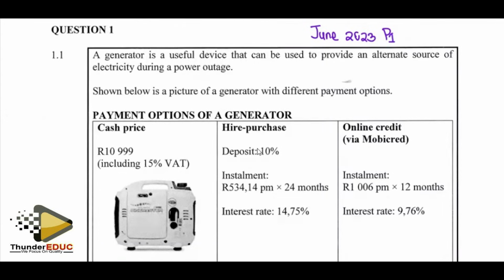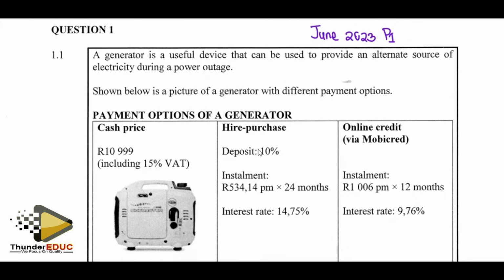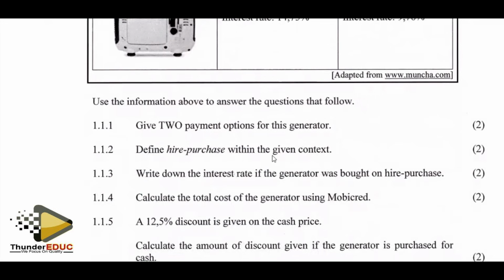All right. Question number one, it talks of a generator. It's a useful device that can be used to provide an alternative source of electricity during a power outage. Shown below is a picture of a generator with different payment options. So we have cash, two is hire purchase, and three is credit. You can buy it on credit. Then we go: give two payment options for this generator.